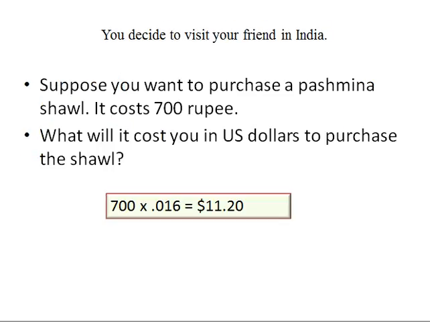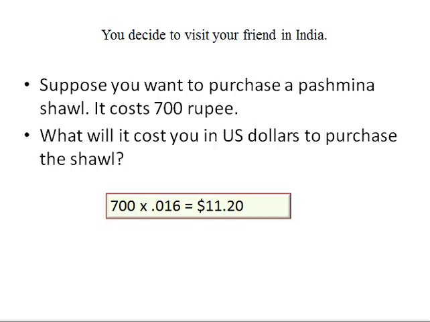Let's say that I am looking at a shawl in an Indian market, and I see that it is 700 rupee. I want to purchase it, but I want to know how many US dollars it's going to cost me. I know that it's going to take 700 rupee, and I know that the converted US cost for a rupee is 0.016 dollars. I multiply that out and I find out that it's going to cost me $11.20 in US dollars to buy the shawl.